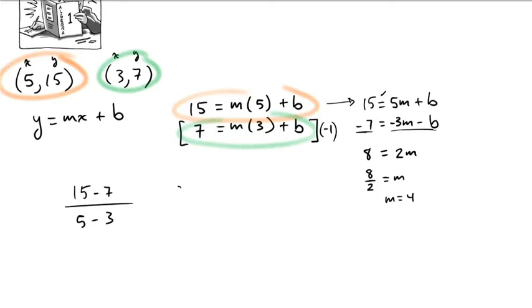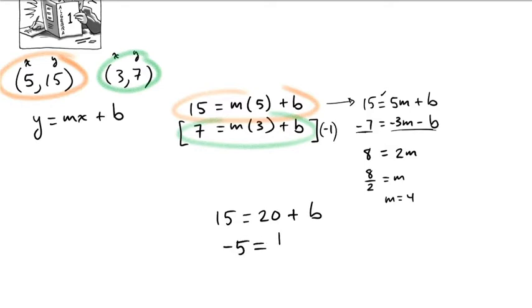15 minus 7 is 8. 5 minus 3 is 2. I get a slope of 4. So it works, right? Solving a system of equations to find the parameters of this line. Now that I know what m is, I can plug that into either equation, the top or the bottom, and figure out what b is. I'll use the top equation. 15 equals 4 times 5, 20, rather, plus b. So if I subtract 20 from both sides, I get that negative 5 is the value of b.